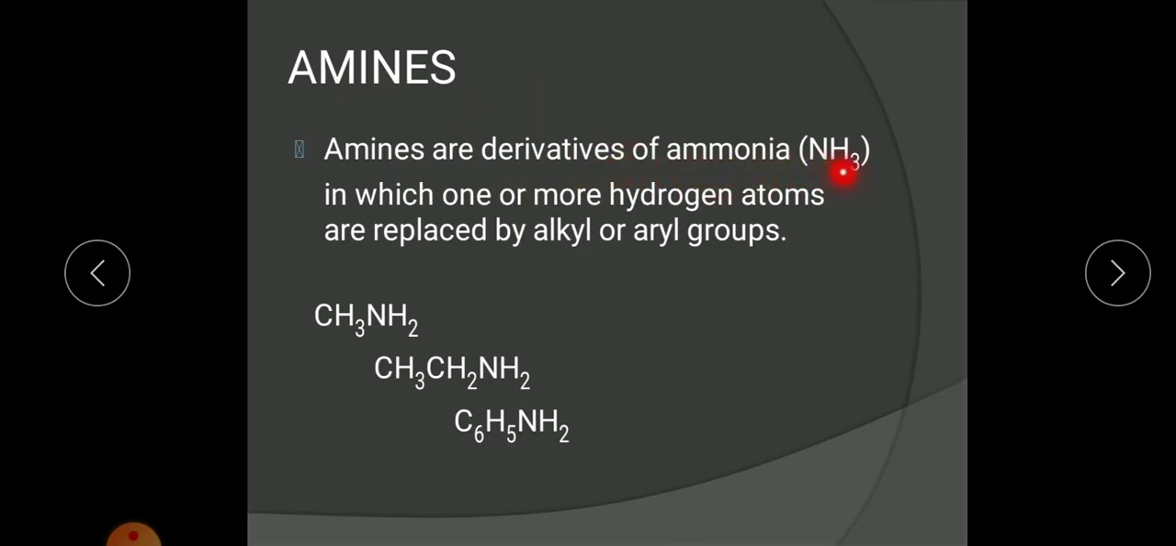Amines are derivatives of ammonia, NH3, in which one or more hydrogen atoms are replaced by alkyl or aryl groups. For example, if in ammonia one hydrogen is substituted by an alkyl, say methyl, it becomes CH3NH2. We can call this an amine. Similarly, one hydrogen can be replaced by an ethyl group, so it will be CH3CH2NH2. This will also be an amine. Or it can be replaced by an aryl group, that is aromatic, benzene, C6H5NH2. This will also be an amine. Now we'll study this amine compound in this chapter.